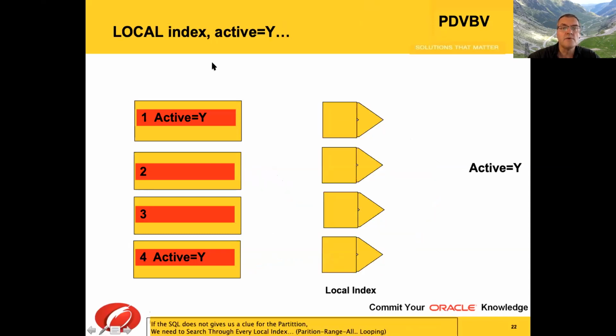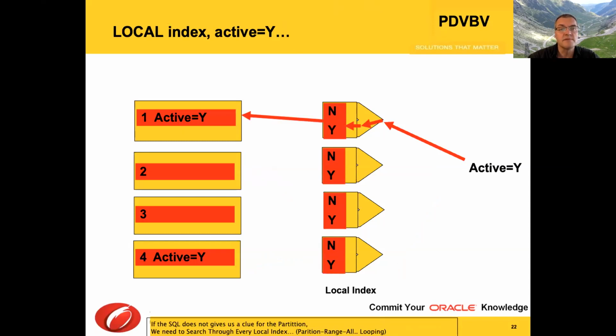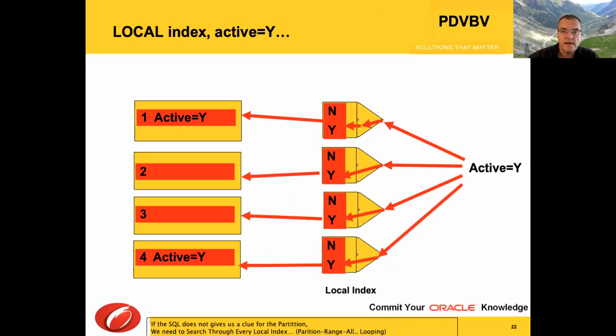What if I make a local index on the active field? I end up with 4 local indexes, and my search will start in the first partition. I get about 3 jumps through the index and 1 to the table, and I find my record. But I don't know if these are all my yeses. I have to visit the other partitions. And this is where the looping begins. This is where your problem is. And the explain plan will say something like partition all. And that's probably bad news.